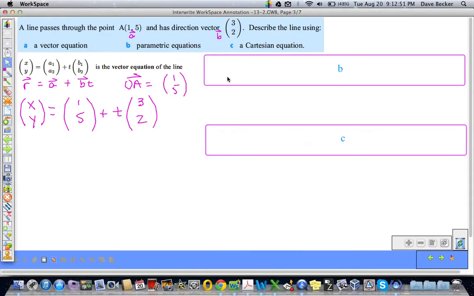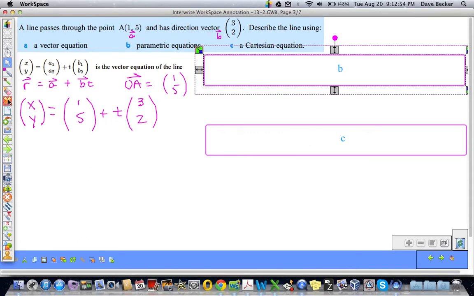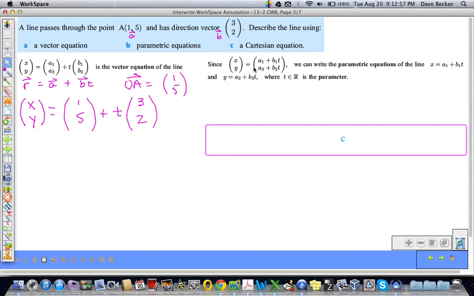Okay, part b, what are the parametric equations? Very simple. If xy equals a1 plus b1t, which is what we have right here, then the parametric equations come right from our vector equation. The parametric equations are x equals 1 plus 3t, which I got going just straight across here, multiplying t by 3, and y equals 5 plus 2t. Easy peasy pumpkin pie. All done.